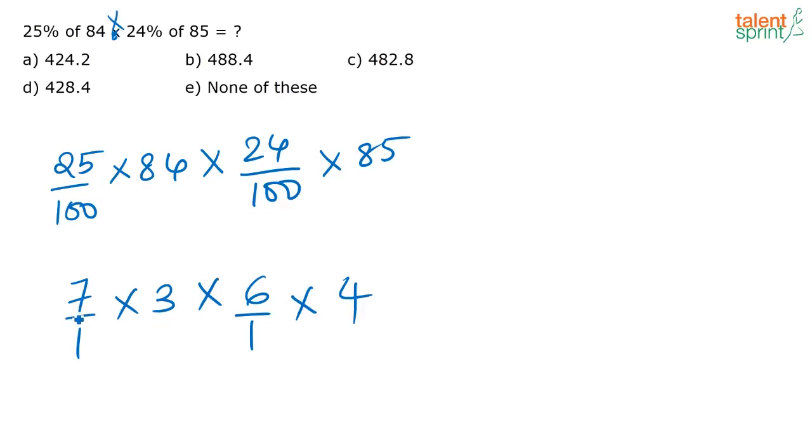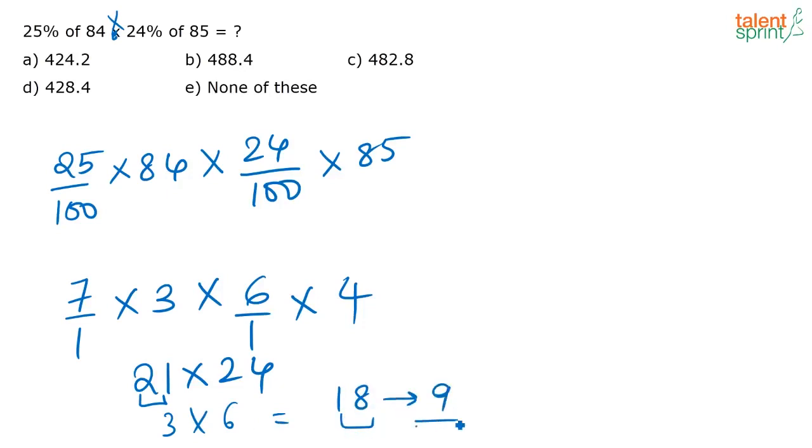So what do you have here? You have 7 3s are 21. Okay, 7 3s are 21. 21 into 24. That's what you have. Now what is the digital root here? 21, 2 plus 1 is 3. 24, 4 plus 2 is 6. So 6 3s are 18, again 1 plus 8 is 9. So the digital root of the answer is going to be 9. Now check with the options.